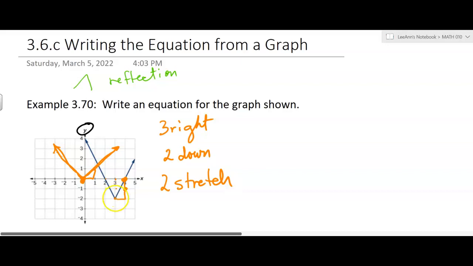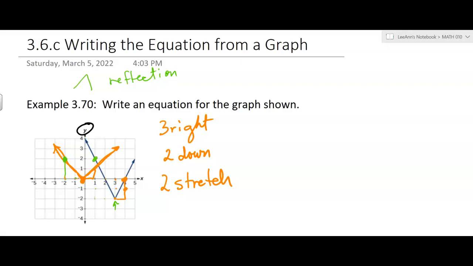You could check another point, like you could say, okay, well, what happens if I go -1, -2, and I'm up here at 2. But now if it's a stretch of 2, I should be at 4, right? So if I go -1, -2, from this little bottom point, that little tip of the V, and I go up 1, 2, 3, 4. Yeah, I'm on the graph. So yeah, it looks like a stretch of 2.